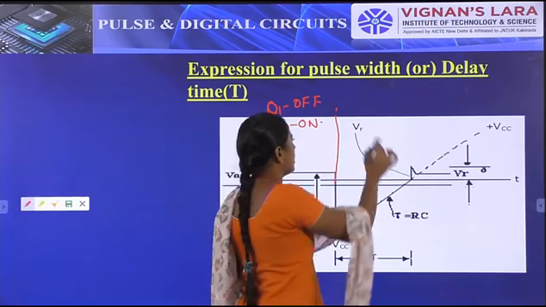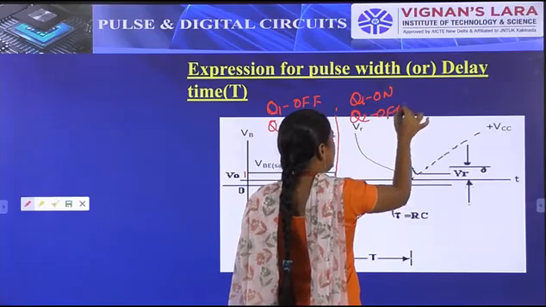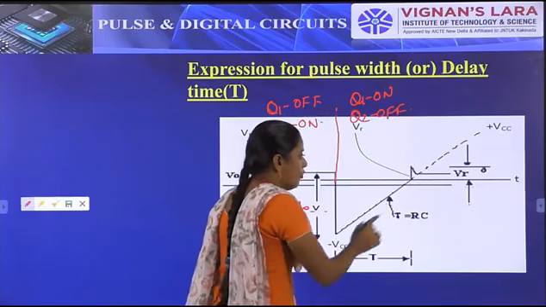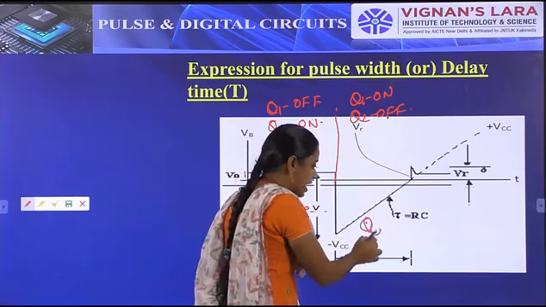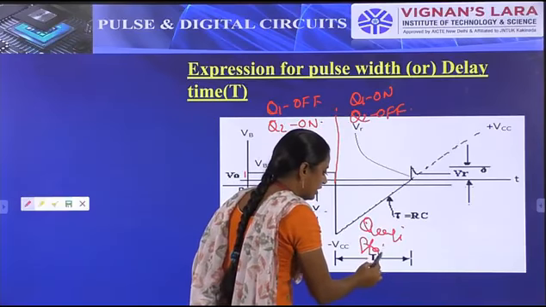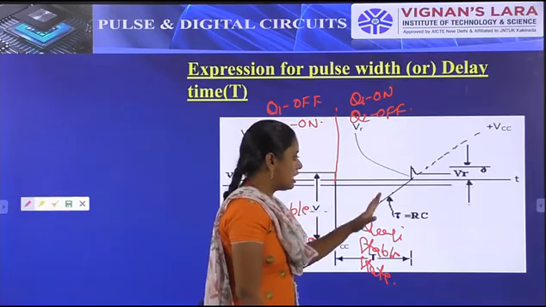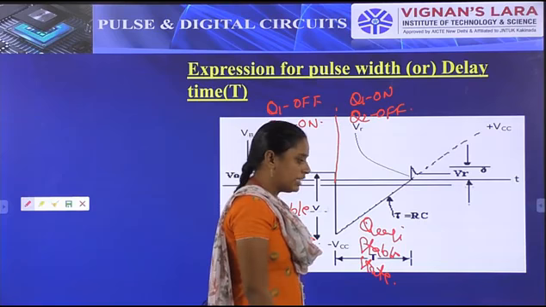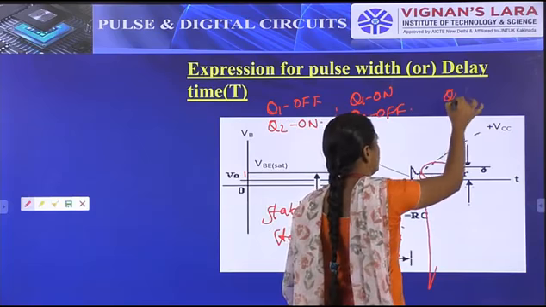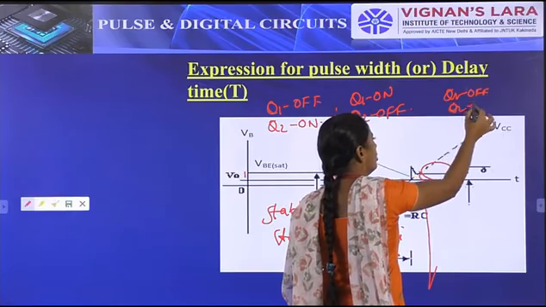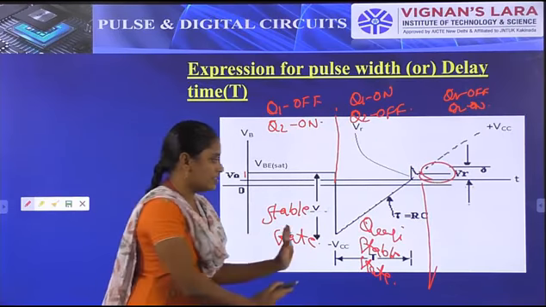After that we move to the state where Q1 is on and Q2 is off. In this time the capacitor starts discharging. This state is known as the quasi-stable state. After that, the next stage goes to Q1 off and Q2 on, and again it moves to the stable state. For finding the pulse width we have to take the quasi-stable state condition.